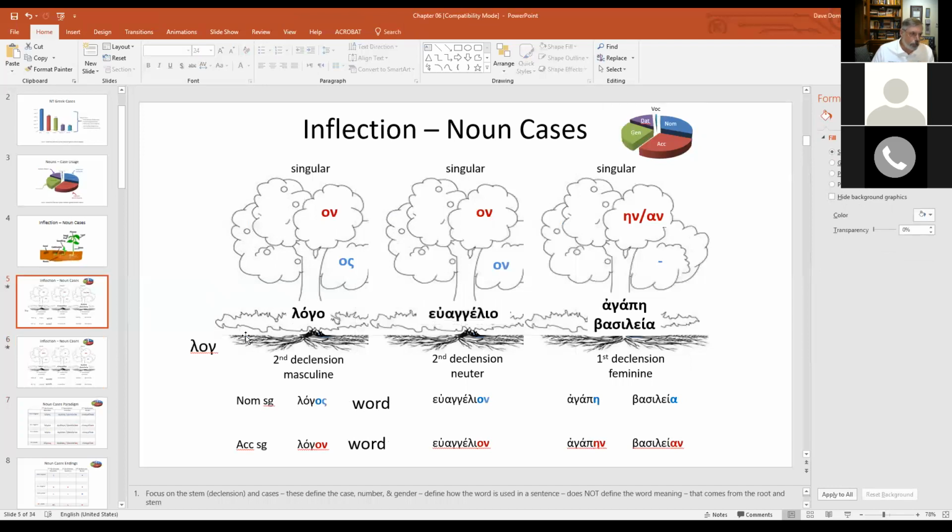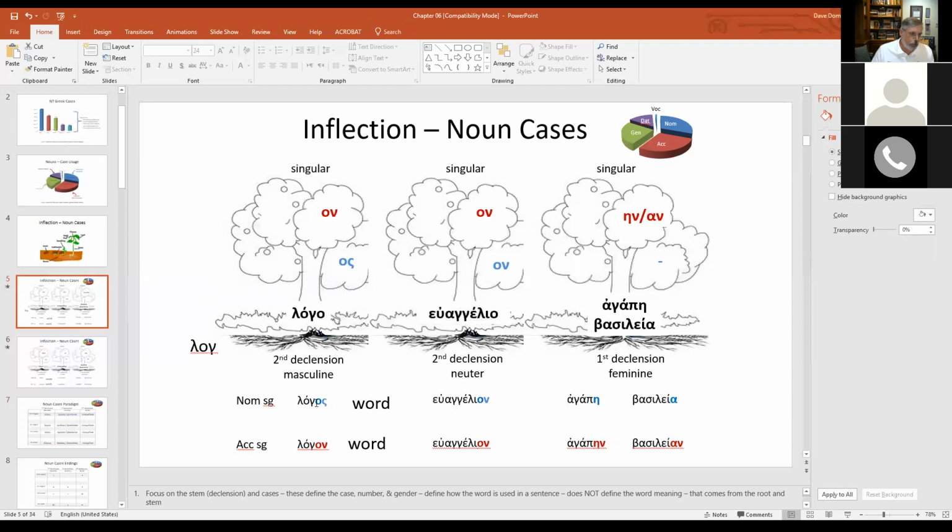Now, here's the thing. This word logos, its stem with its endings, will always be in this pattern, second declension masculine. Always. It's never going to be over here, second declension neuter. It's never going to be over here, first declension feminine. This word is always this pattern. A word follows a single pattern, and that's how we know what the word means. We know how to use it in the sentence by the pattern it's following and the case endings.